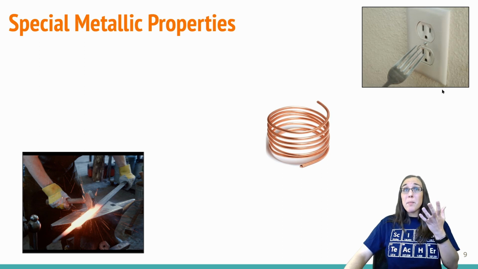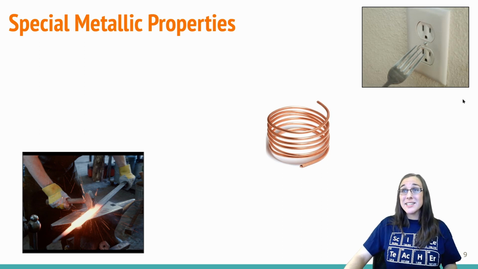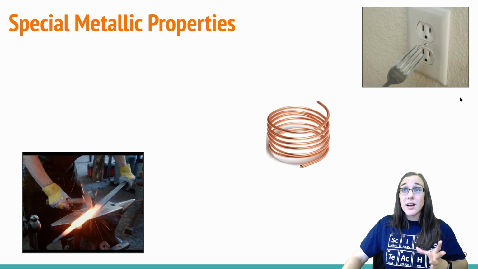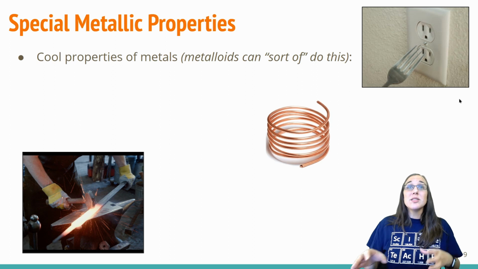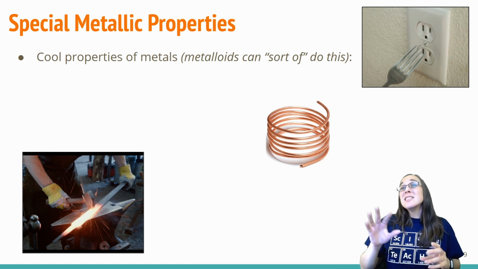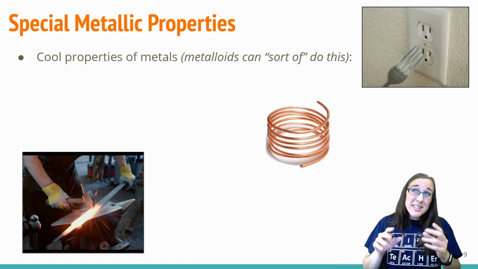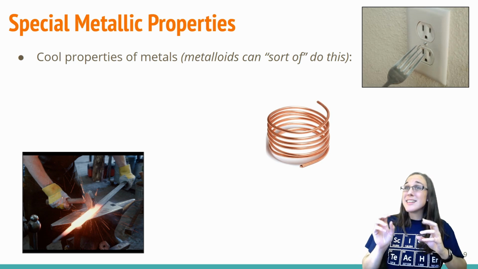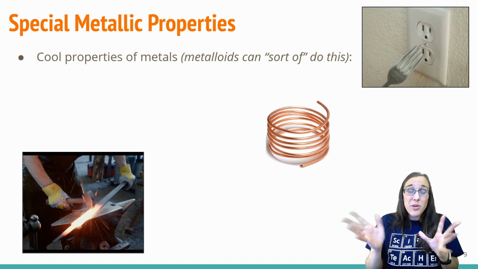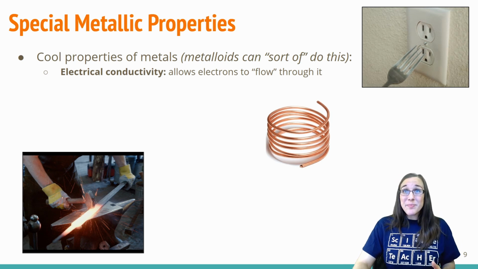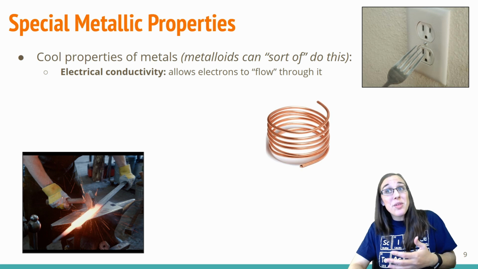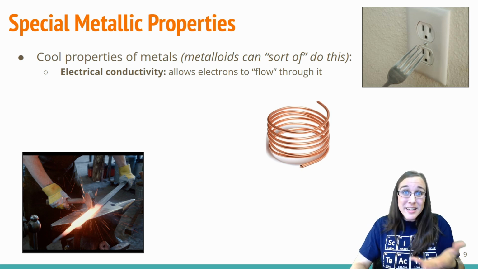So some special metallic properties we want to consider. This would be for all the blue stuff, again, the metals. So we're not looking at green or orange right now, we're looking at the blue stuff. So these are some cool properties of metals. Some metalloids can sort of do this, so some of the orange ones can sort of do this. Again, they're metal-ish, so that's why they're metalloids. They conduct electricity. That means that electrons can flow through them. That means you can get zapped.